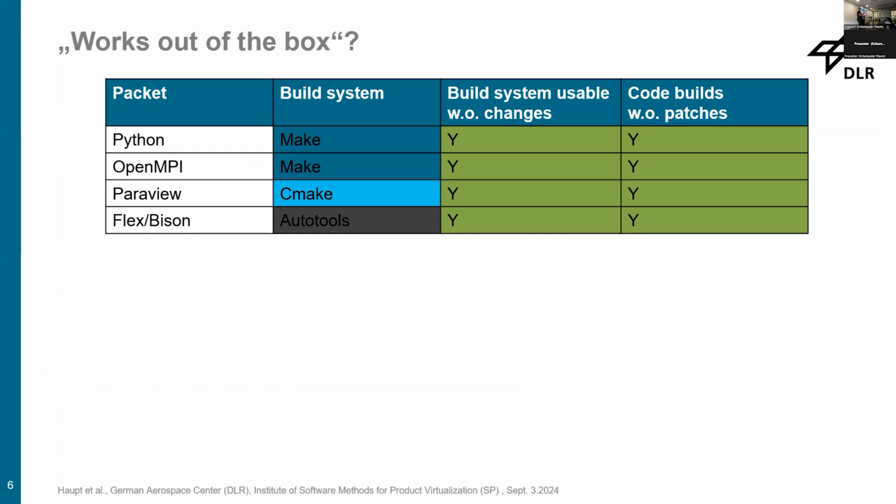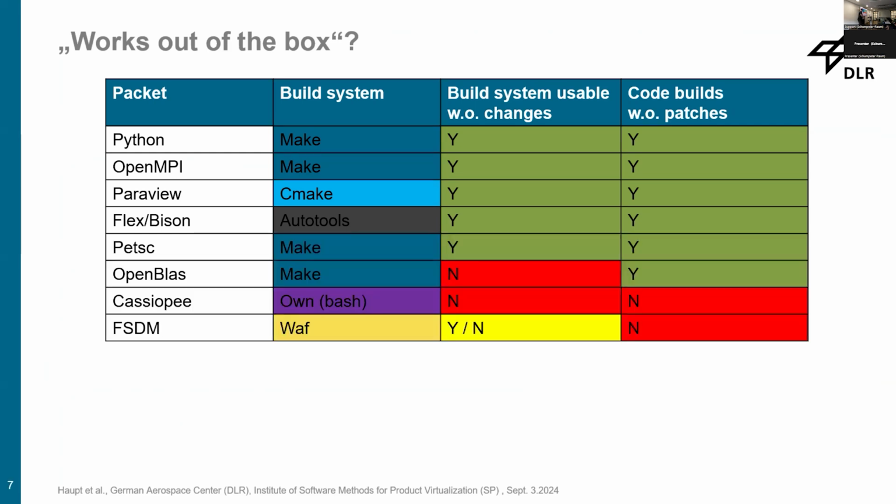I don't have to fix anything on the builders itself. I don't have to apply patches. But this does not hold true anymore if I go to some advanced frameworks. Patsy, I already mentioned it, maybe is working, but sometimes you have to fix some stuff by hand. But stuff like OpenBLAST or Cassiope comes with its own build system, and it's really complicated, there's a lot of stuff you have to fix. So it's not running out of the box.